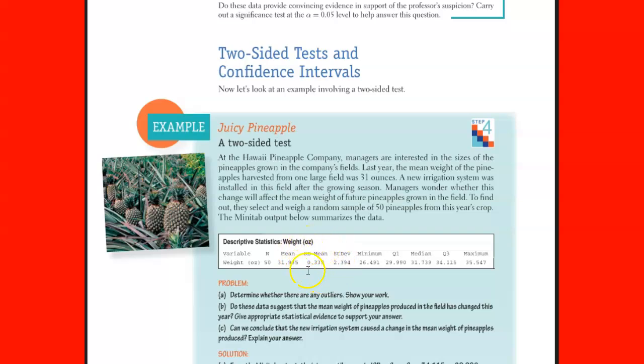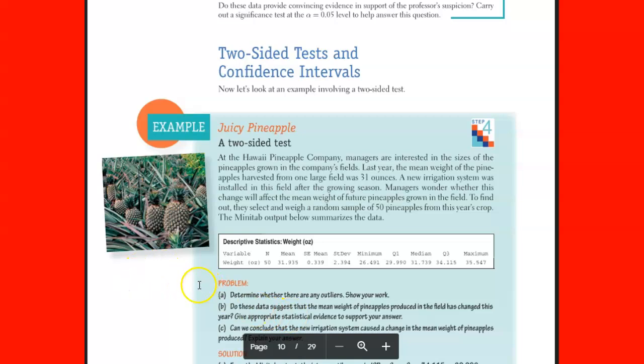Standard error of the mean we don't care about right now. Standard deviation, that we do care about. From our 50, they averaged 31.935, but they had this standard deviation, 2.394 ounces, the average distance from this average. The minimum was this, the first quartile was this, the median, the third quartile, and the maximum.